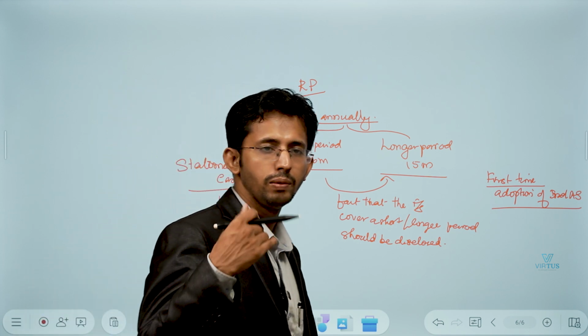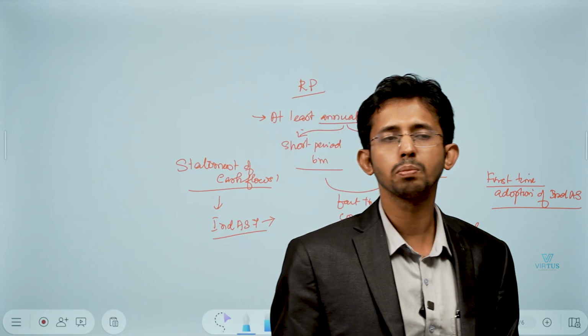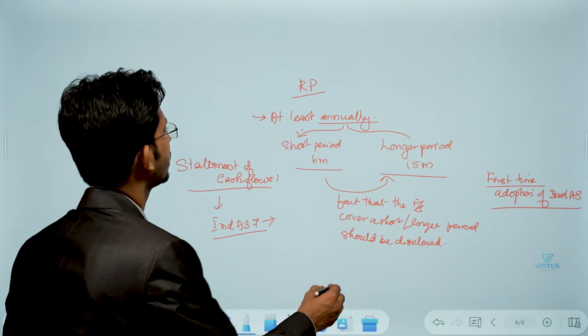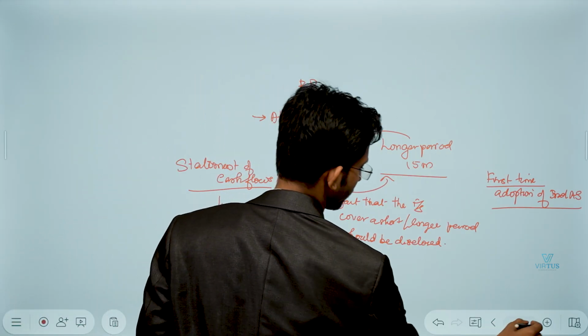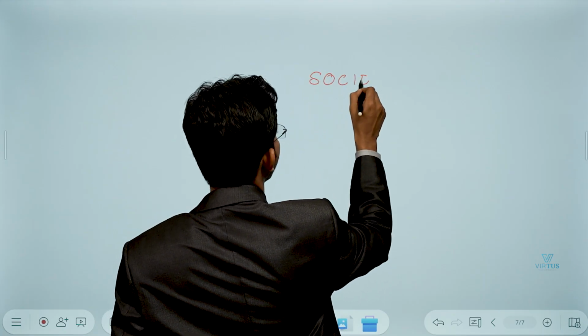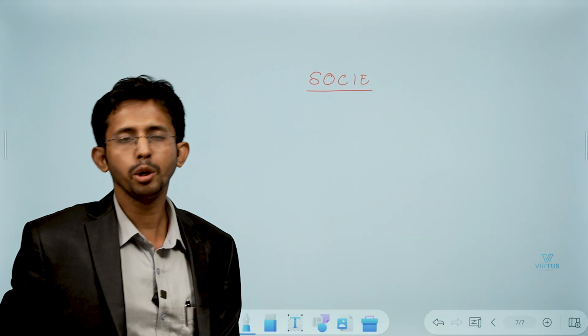Okay, so those are the cases where third balance sheet is to be prepared, which we have already mentioned. Now one more component is there, that is our dear SOCI, statement of changes in equity. Okay, what do you mean by SOCE?